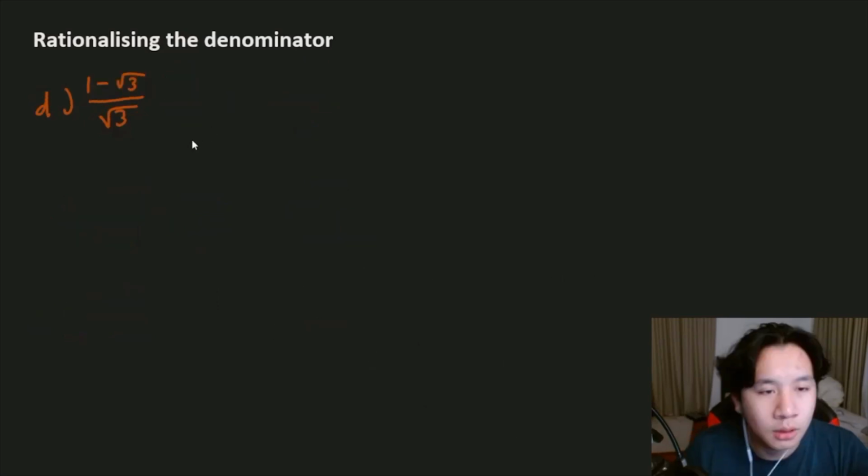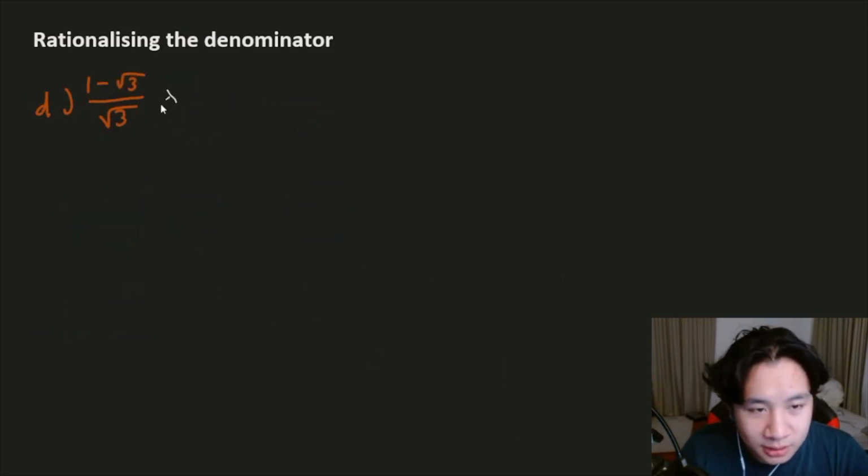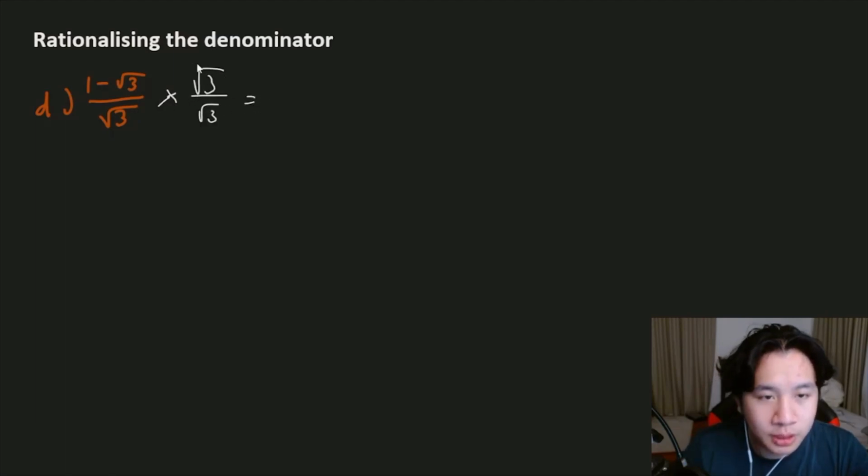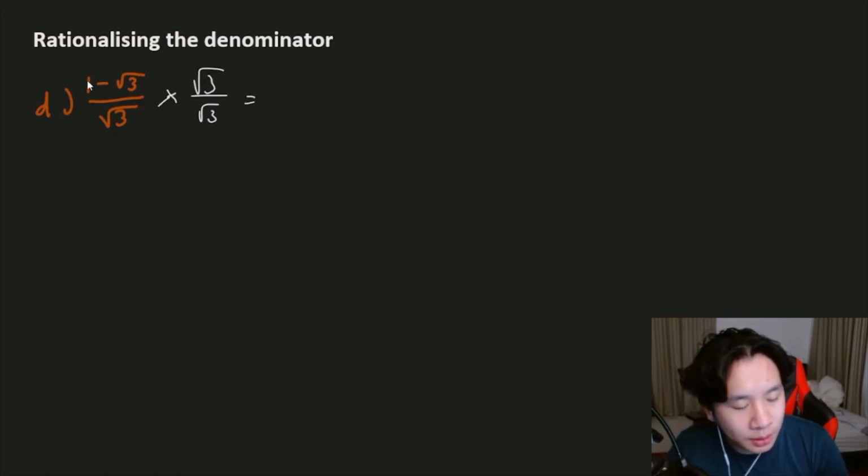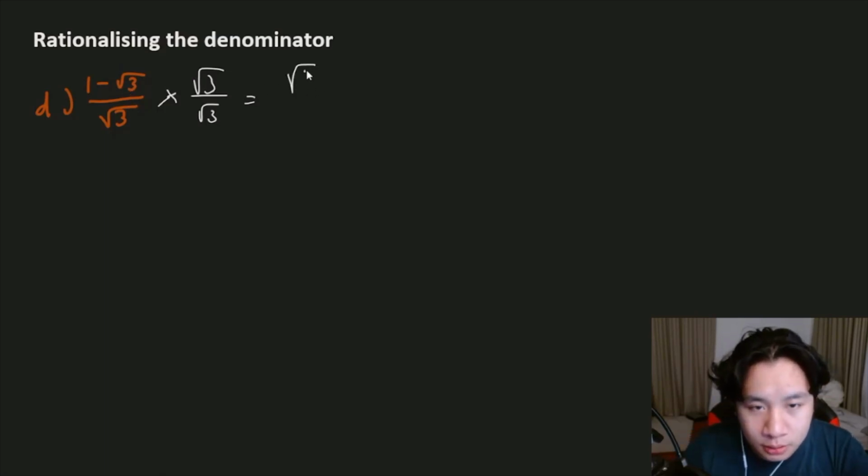Alright, same thing. You just want to multiply the root at the bottom. So root 3, root 3. So with this one, since there's two numbers at the top, you want to times root 3 with the 1 and the root 3. So what this looks like, just to visualize it, is this.